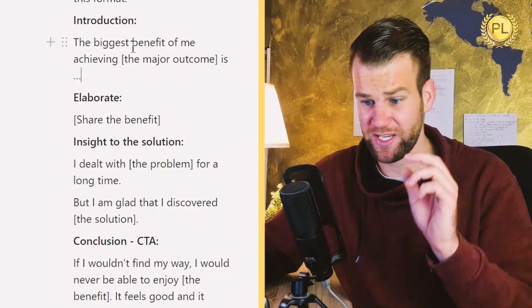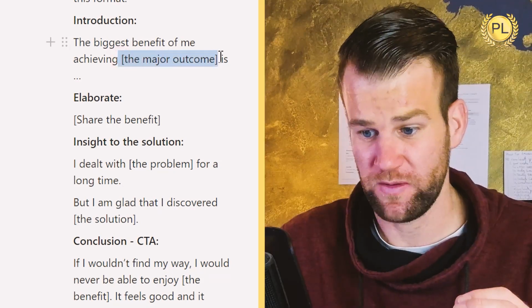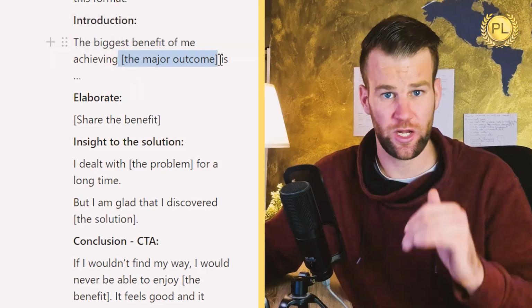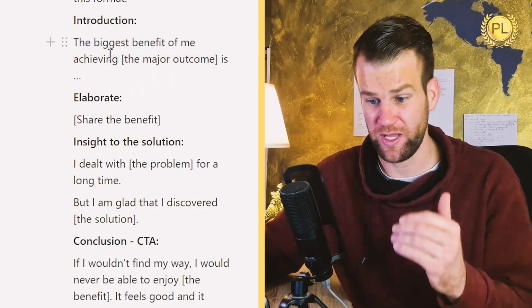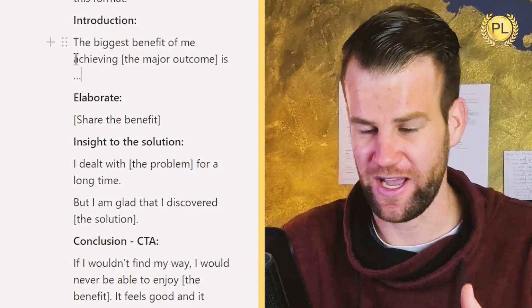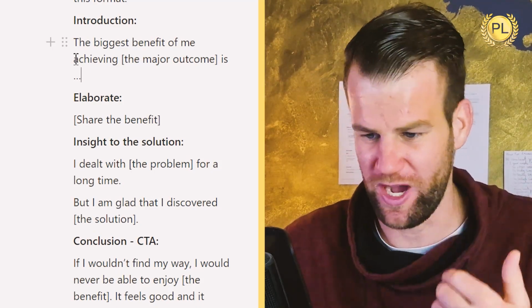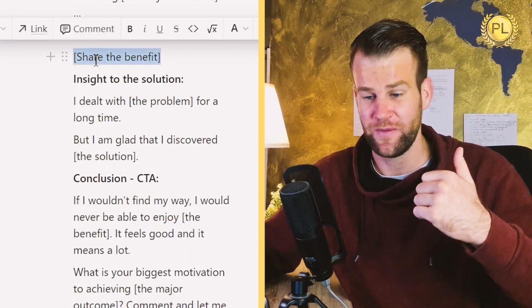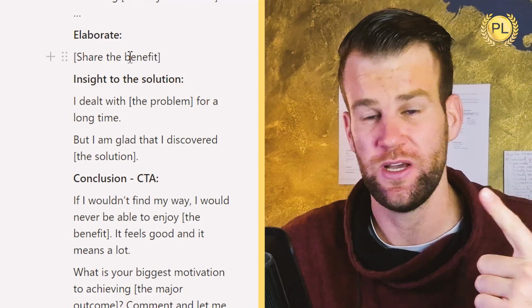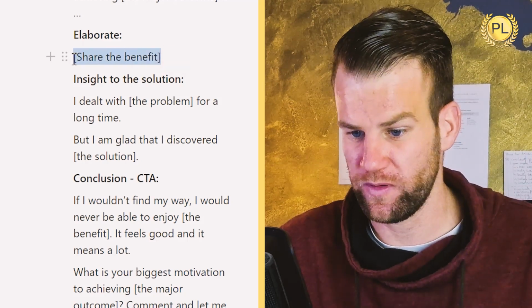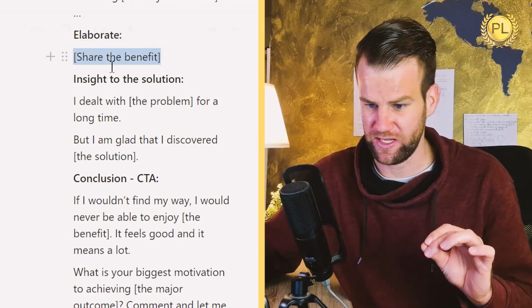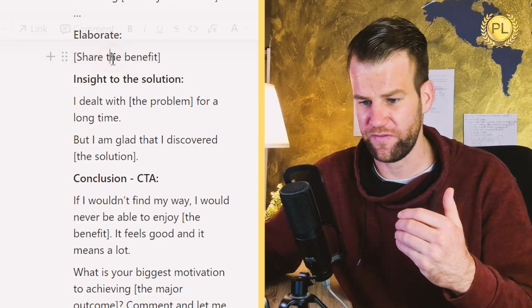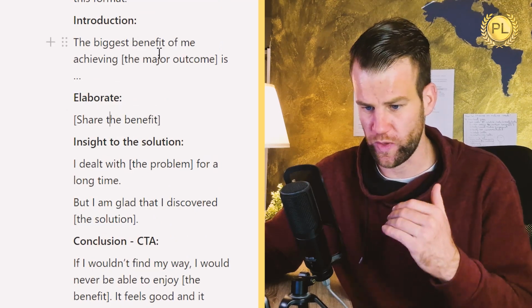For example, the biggest benefit of me achieving a major outcome is, for example, if we have a weight loss example, the biggest benefit of me losing weight, or that I have lost weight till now, is that I am able to be healthy, that I have a lot of energy, whatever. You need to explain the benefit in this next sentence. I'm gonna give you my example down below. So share that outcome, that benefit.